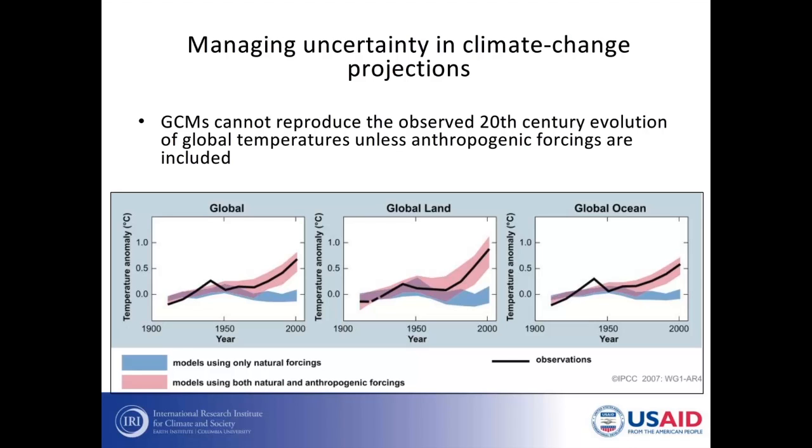On the other hand, the agreement with the observation is poor when only natural forcings are included, such as solar variability and volcanic eruptions, and this is shown in the blue range of temperatures. This provides powerful evidence for taking GCM projections of future climate change seriously.